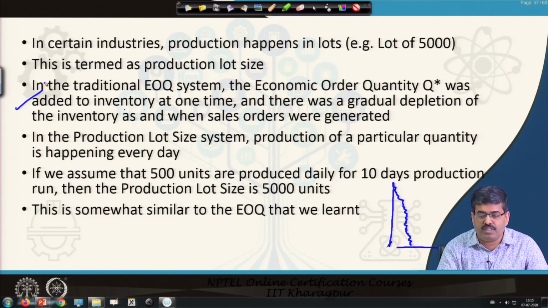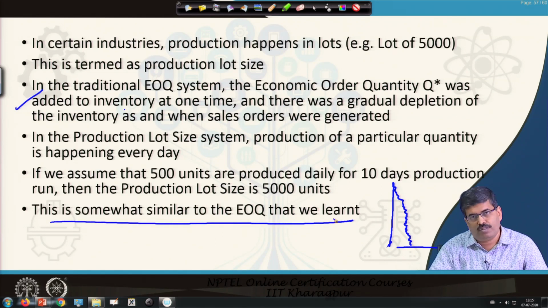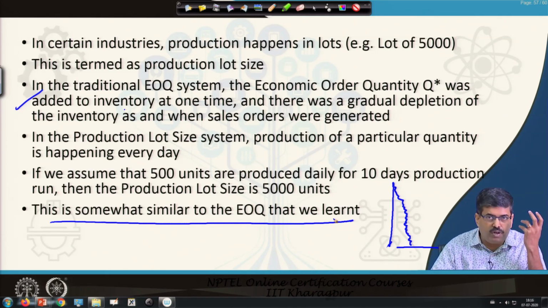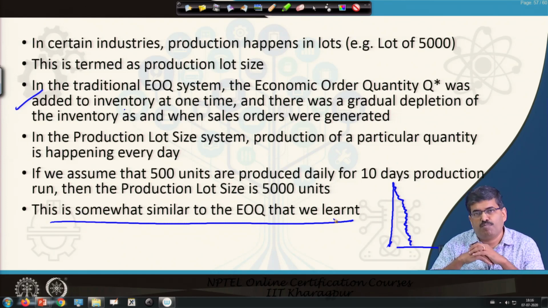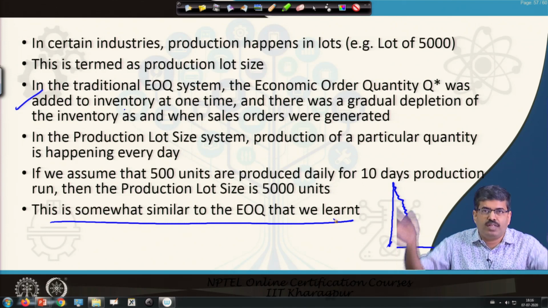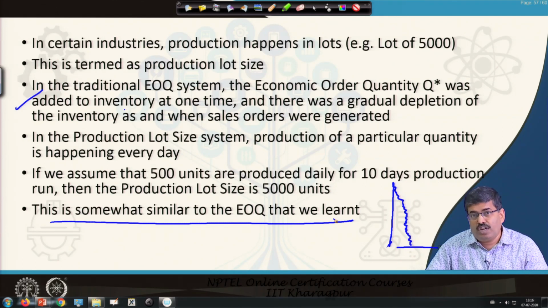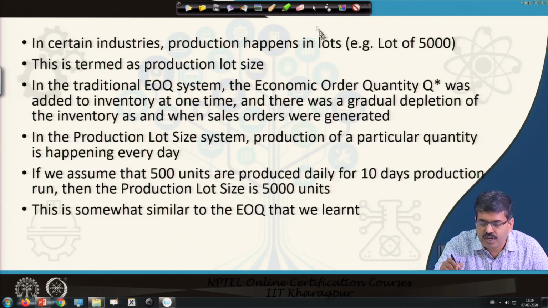In the production lot size system, production of a particular quantity is happening every day. If we assume that 500 units are produced daily for 10 days production run, then the production lot size is 5000 units. This is somewhat similar to the EOQ that we learnt. So, we cannot as such order an economic quantity, we have to take 5000 units, just the previous example. 10 days production will happen, then this becomes a lot and it goes. Remember medicine, if you see medicine, batch number is given, that is a batch, something similar, right.